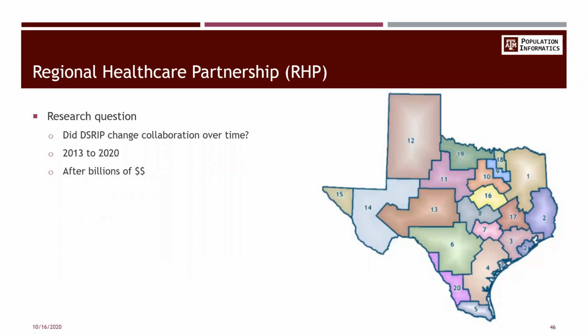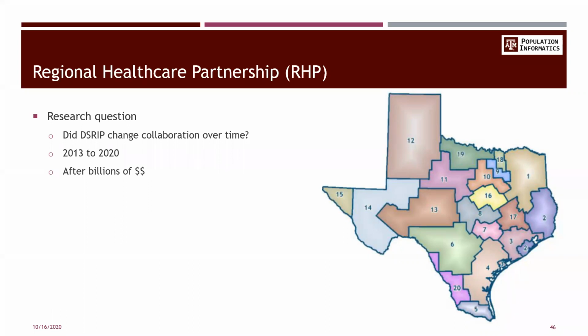The program started in 2013 and it's still ongoing. So now we're at 2020, about 7 years, with billions of dollars already spent. And the question that CMS and the state wanted me to try to answer is, did DSRIP change collaborations over time? Did collaborations increase? Seems like a pretty simple thing, if you can measure collaboration.